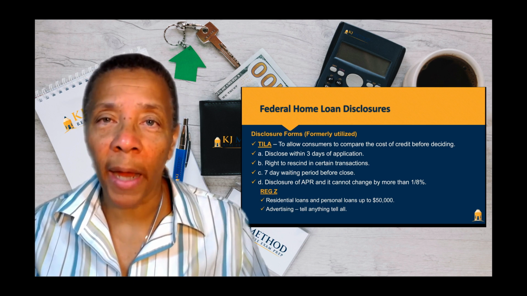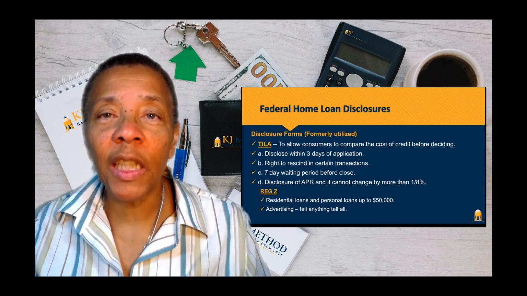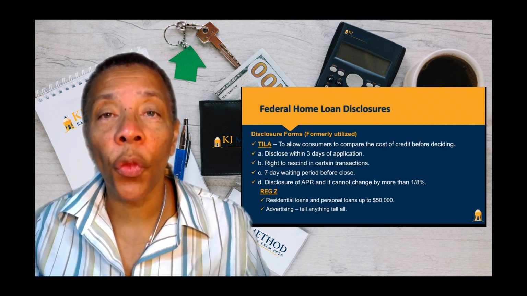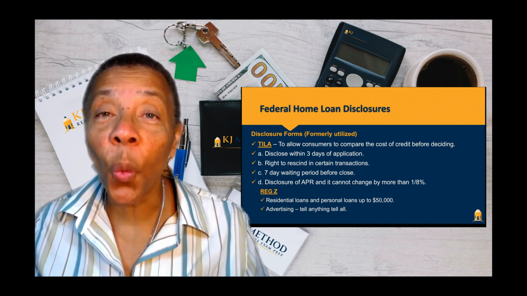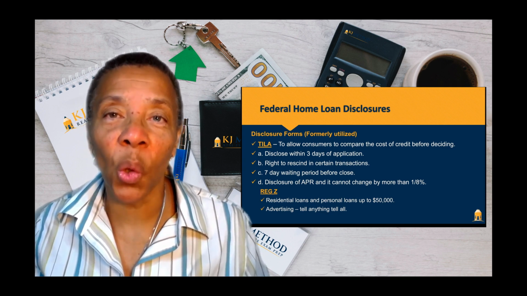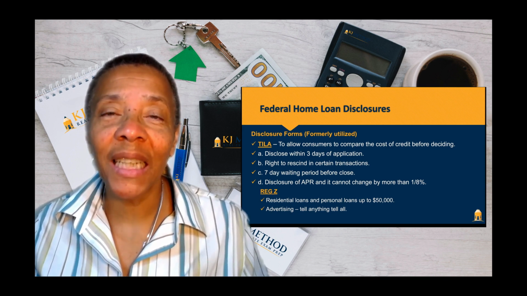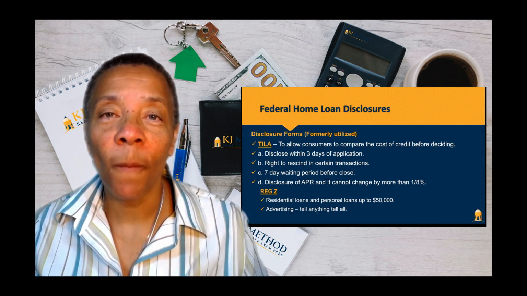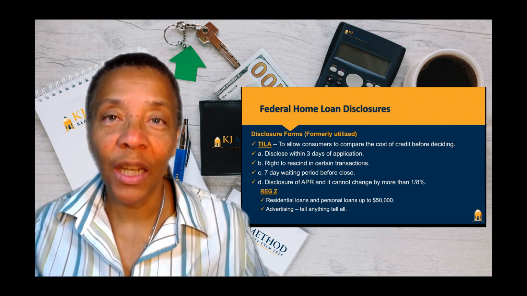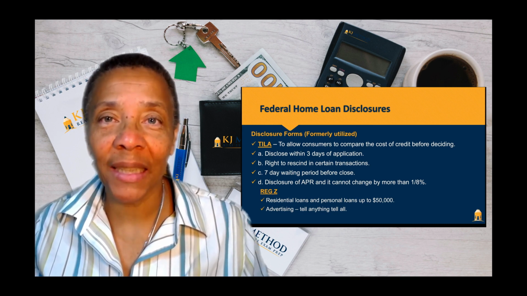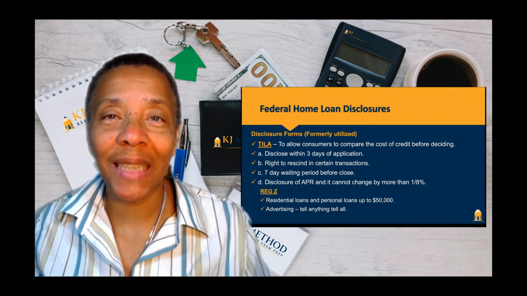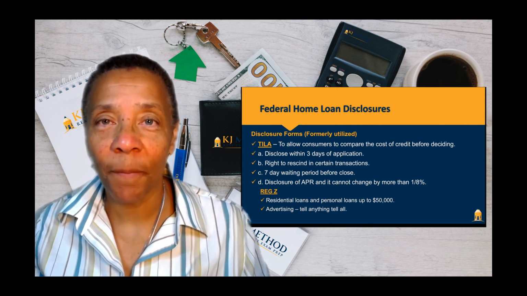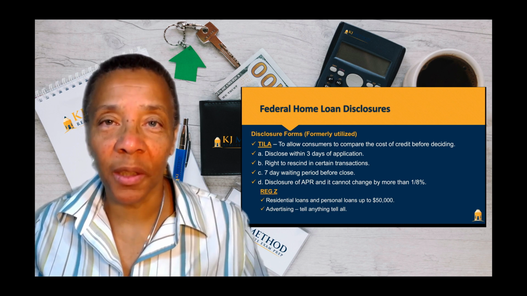But let's go back. Initially, these laws were created so that consumers would be able to understand what the cost of the loan is. And initially, these were broken into two. One called TILA, Truth in Lending Act, and the second one called RESPA, Real Estate Settlement Procedures Act. So let's first start with TILA.